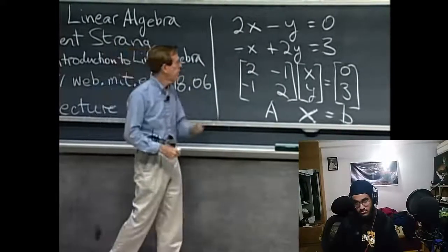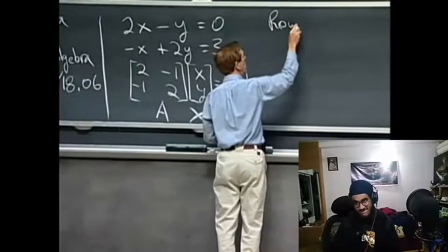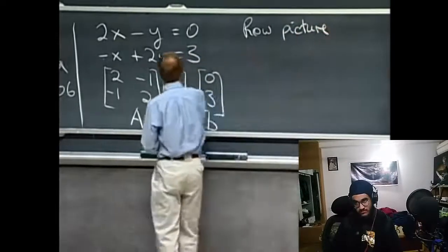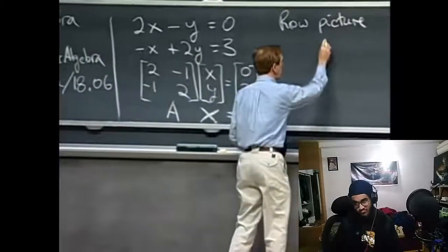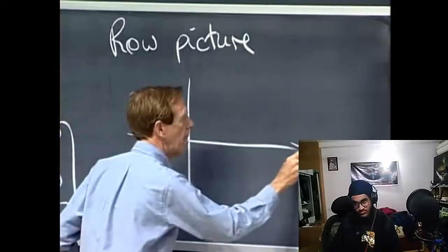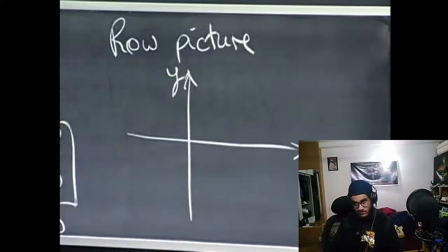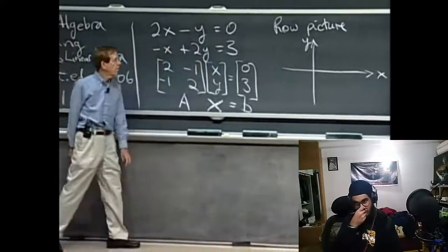Okay, what's the picture for this example? The row picture. Okay, so here comes the row picture. So that means I take one row at a time, and I'm drawing here the xy plane, and I'm going to plot all the points that satisfy that first equation.